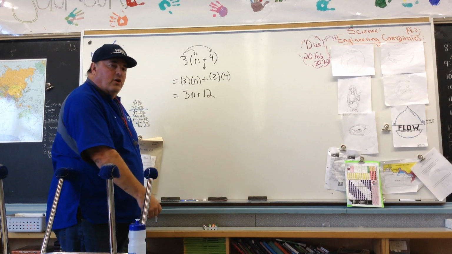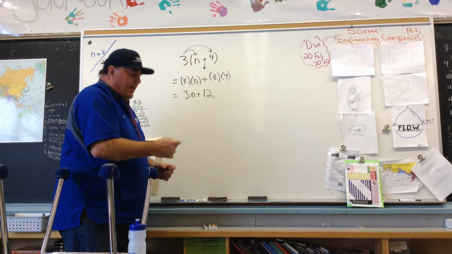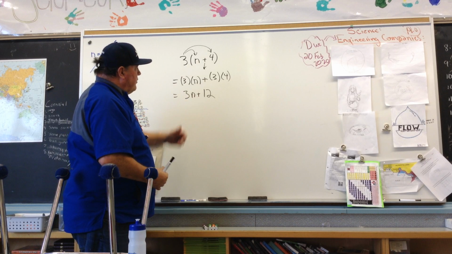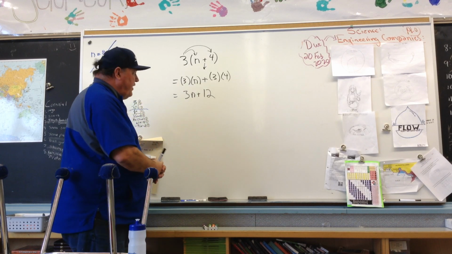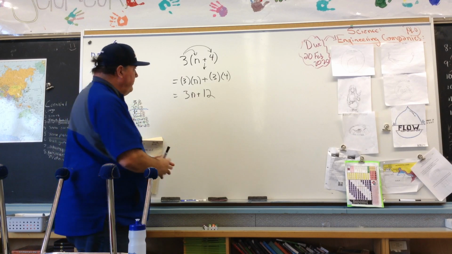Okay, and that's as far as you can go because, yes, these are both numbers, but the n times the 3 makes the n a different family. So you can't say, oh, that equals 15n, or that equals 15. No, you can't add. It's like adding apples and oranges. Okay?